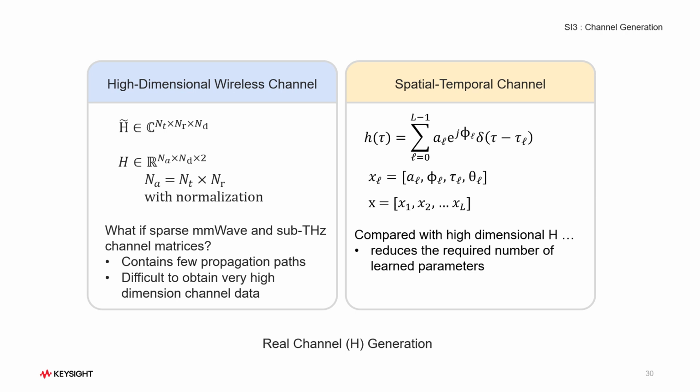In this case, spatial-temporal channel can be utilized with a reduced number of learned parameters. It captures the dynamic nature of the wireless channel, where the channel conditions change over time due to user mobility and environmental factors. However, dealing with spatial-temporal channel often requires more sophisticated signal processing and adaptation mechanisms to maintain link quality.